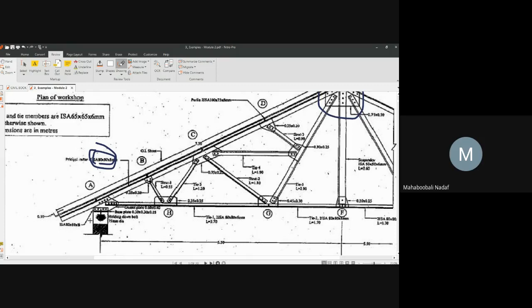How much purlin's painting surface area will be there? 350, sir. No. Total painting surface for purlins. Can anyone has calculated? 149 square meters. 149 is the correct answer. Okay? Now, 149.1.